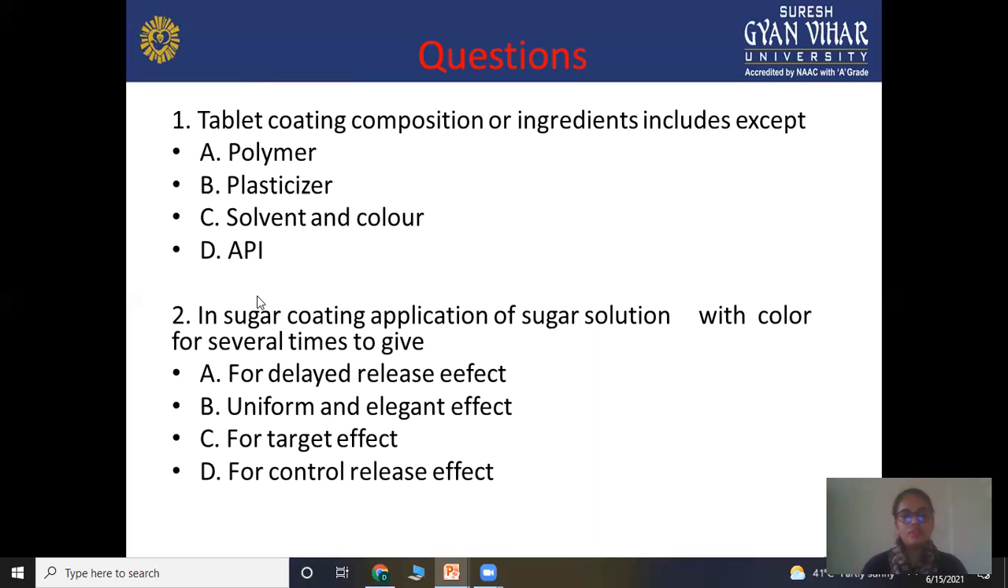Next, the second question: in sugar coating, application of sugar solution, which effect is given by doing it several times? This is mainly a coating-related question. A option is delayed release effect, B is uniform and elegant effect, C is targeted effect, and D is controlled release effect. These are all effects required for specific coatings, but you select why sugar coating is used and its application out of these ABCD options.